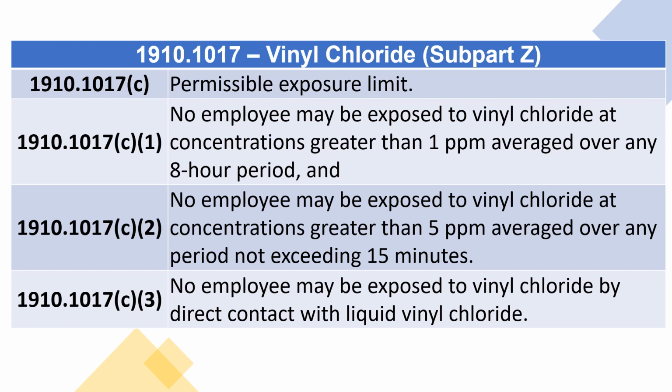1910.1017, C. Permissible exposure limit. 1910.1017, C1. No employee may be exposed to vinyl chloride at concentrations greater than 1 ppm averaged over any 8-hour period. And 1910.1017, C2. No employee may be exposed to vinyl chloride at concentrations greater than 5 ppm averaged over any period not exceeding 15 minutes. 1910.1017, C3. No employee may be exposed to vinyl chloride by direct contact with liquid vinyl chloride.